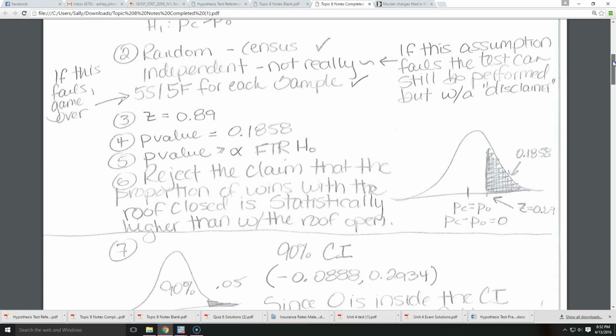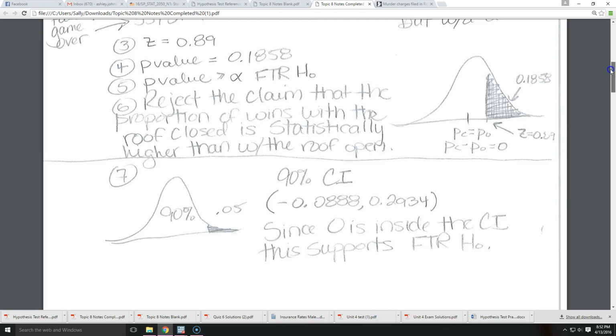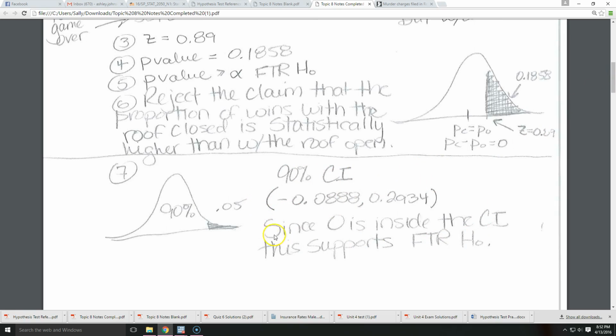And then our confidence interval. I usually interpret this in two ways. The first is, the only thing you have to say is that since 0 is inside the confidence interval, this supports failing to reject H0. This confidence interval goes from negative to positive, so since there's a sign change, there has to be 0 inside if you think about this on a number line. The way we'd interpret this is that at the 90% level, there is 8.88% less wins to 29.34% more wins with the roof closed than with the roof open. So there's no evidence right now to suggest that it's anything different than 0.